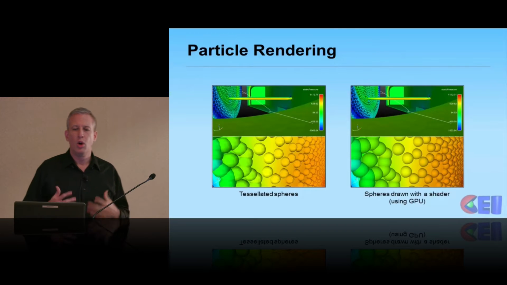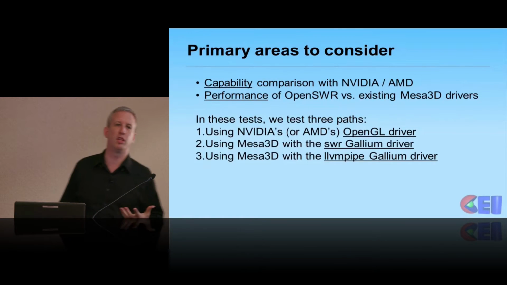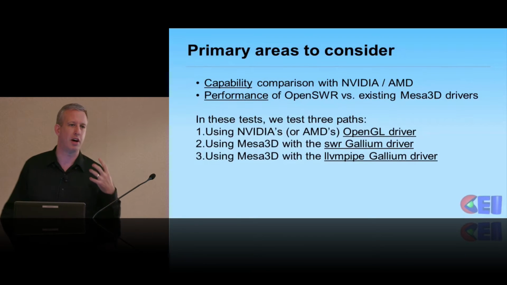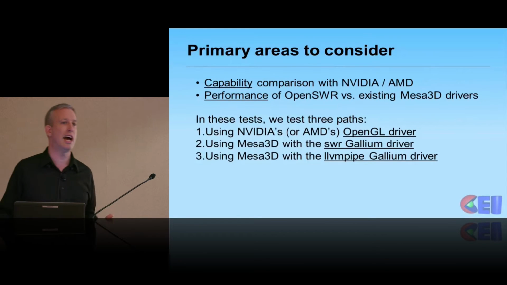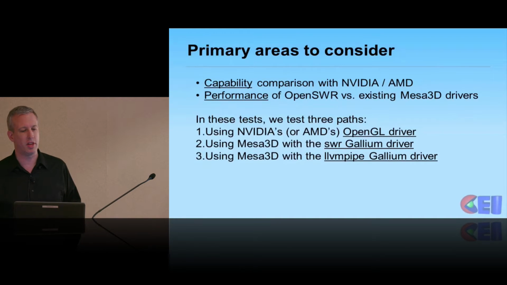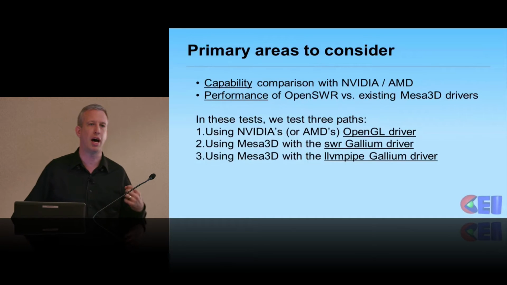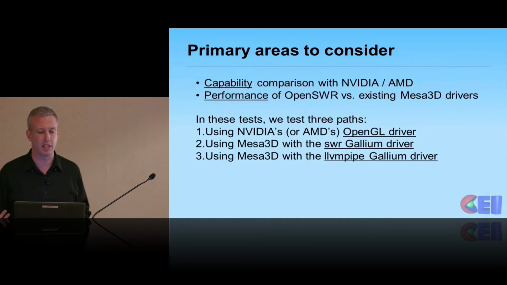So as I said, the things that we want to look at here are what is the capability? What type of capabilities do we have for SWR versus what we have right now with things like NVIDIA or AMD? And then let's look at what the performance is, because obviously we'd like the best of both. We'd like to be able to do all of these cool high capability things, but we'd like to be able to get decent performance as well.